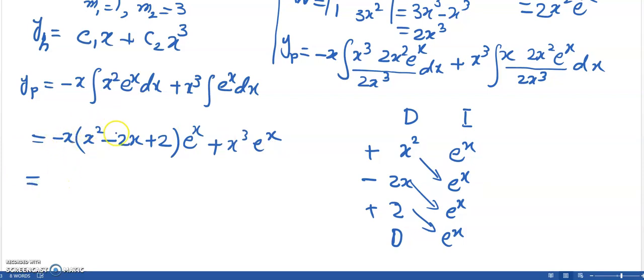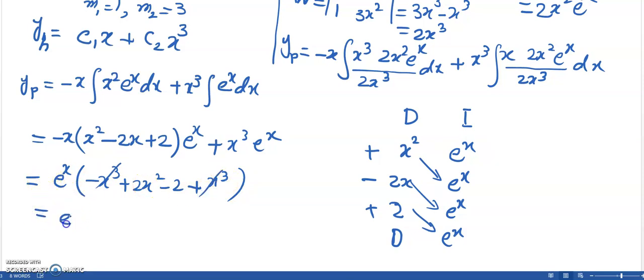So take this e^x inside, so e power x, and then I take this minus x inside, so it will be minus x cube plus 2x square minus 2, and then it will be plus x cube. Okay, so x cube cancels with x cube, so what's remaining is e power x times 2x square minus 2. So this is the particular solution. We have just obtained the particular solution.